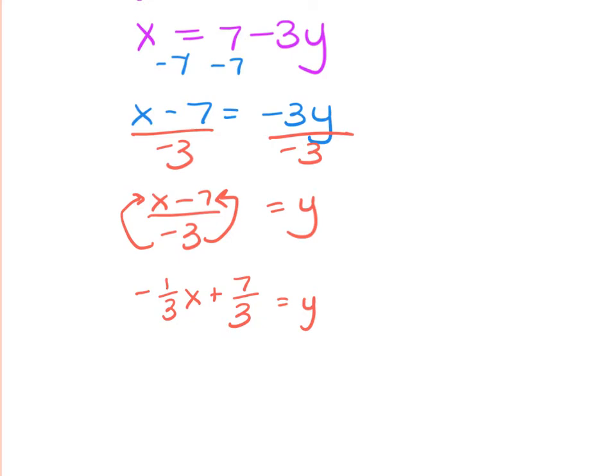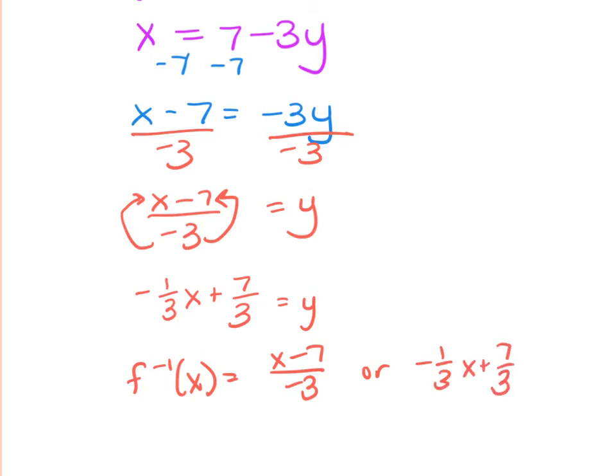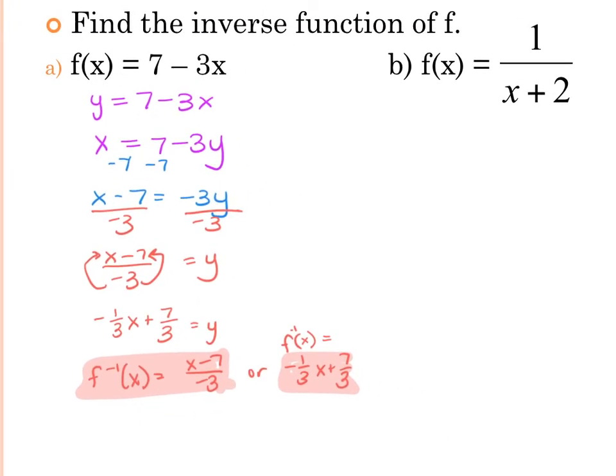So my answer gets formatted as f negative 1 of x equals, and again, WebAssign will take either this answer or this answer. If you have to graph it, you're going to have to split it. If you're just giving it as an answer, I don't care which version you give. But I can't leave it as f of x, because this is not f of x. I changed it. This is f negative 1 of x. It's important to realize those are not the same things. That's why we make it f negative 1.